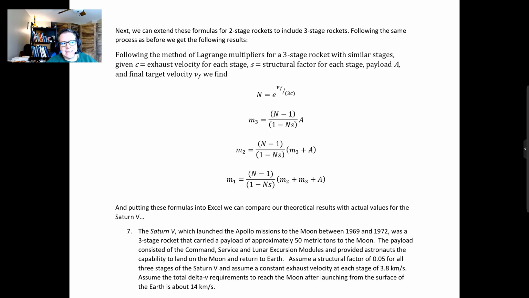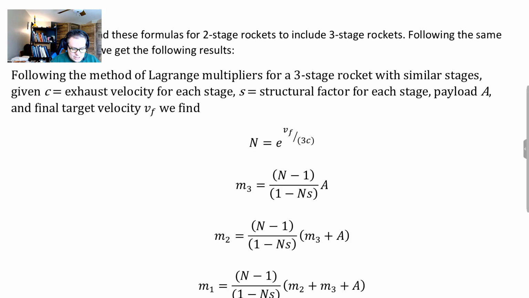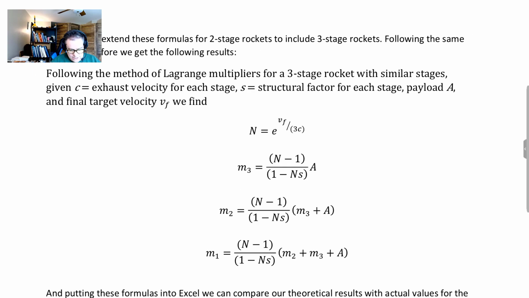It followed exactly the same pattern that we had just followed in 2 stages, and the results, you can see them right here. You'd have to calculate this n value, which notice that it's just the number e raised to a power of the final velocity that you require divided by 3 times that relative exhaust velocity of each stage.